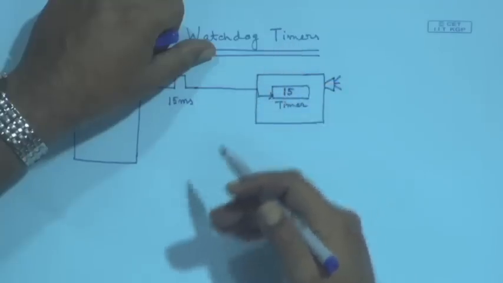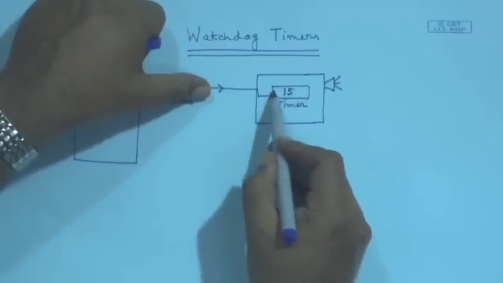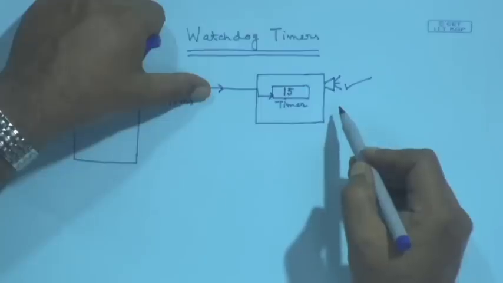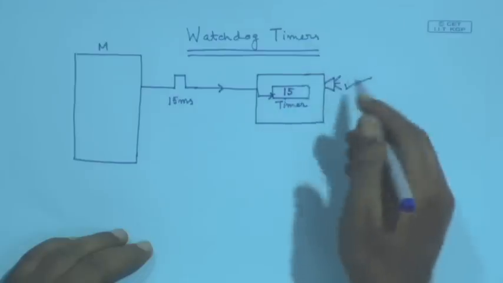Suppose it starts with 15 milliseconds, and it is counting down 14, 13, 12 like that. If it comes to 0 and this pulse does not arrive, then the alarm will be set. Otherwise, if this is healthy, then the pulse will come and it will again rejuvenate the timer. A very simple application. All of us have a pulse rate, and so we can also monitor that in that way, but it is a watchdog timer.